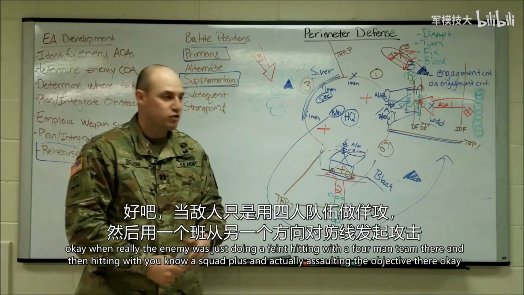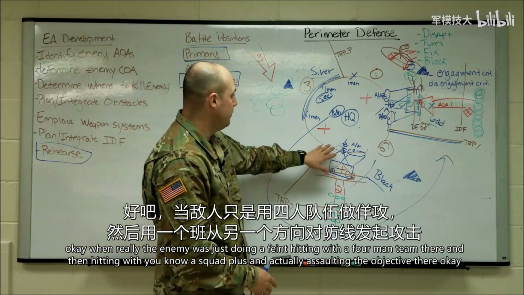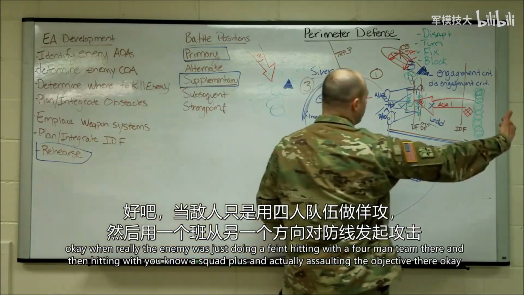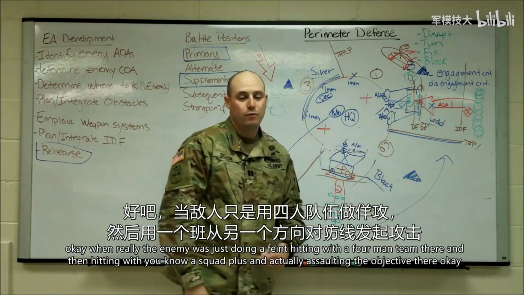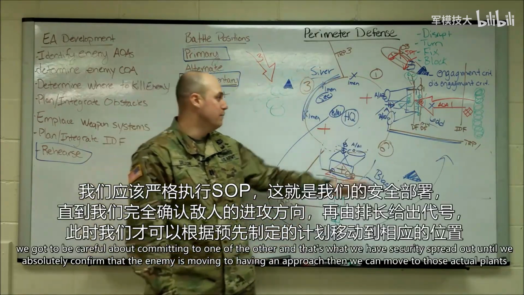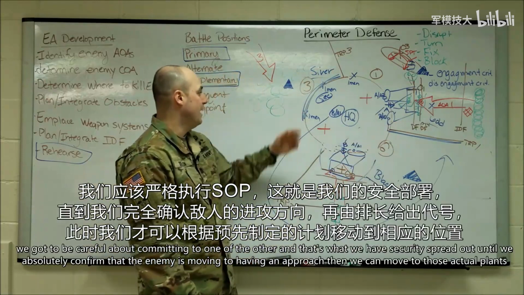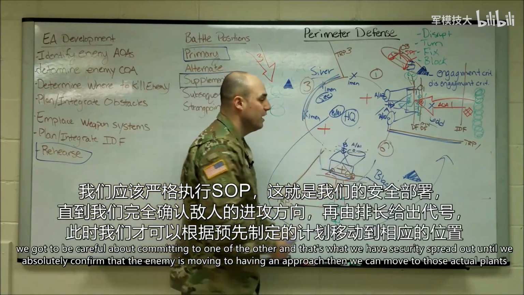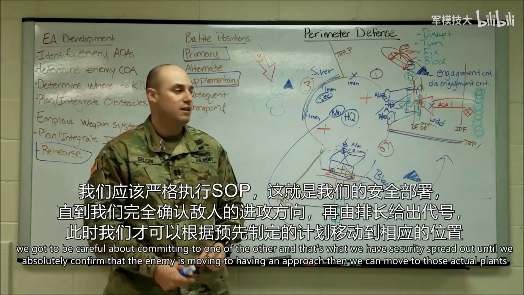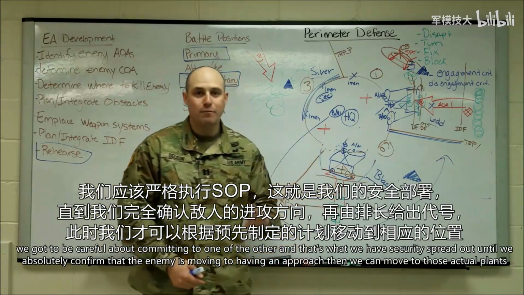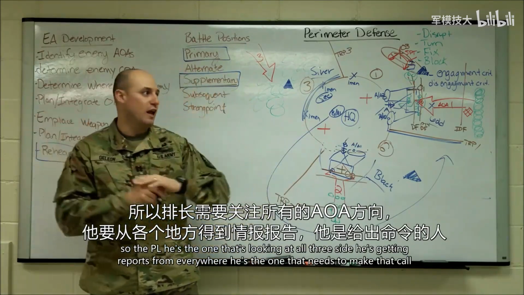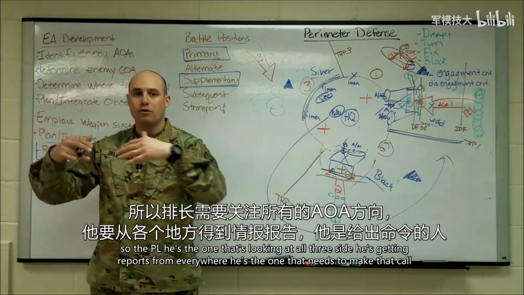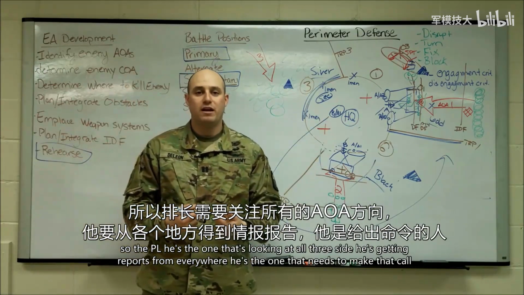When really, the enemy was just doing a feint, hitting with a 4-man team there, and then hitting with a squad plus and actually assaulting into the objective there, okay? We gotta be careful about committing to one or the other. And that's why we have security spread out until we absolutely confirm that the enemy is moving on an avenue of approach, then we can move to those actual plans. So the PL, he's the one that's looking at all 3 sides. He's getting reports from everywhere. He's the one that needs to make that call.